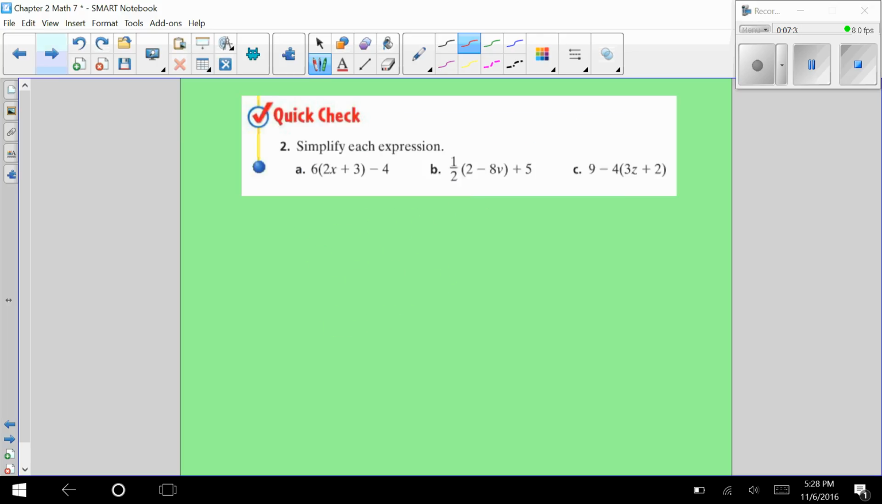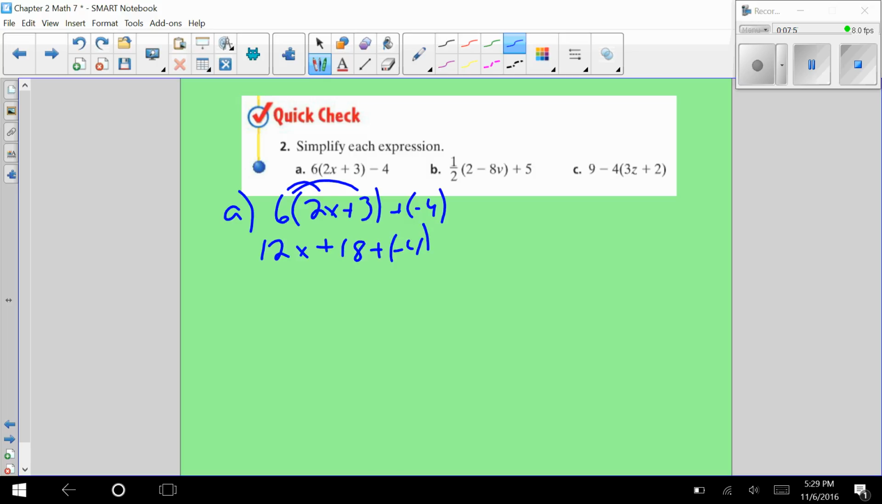So these ones get a little bit more complicated. For A, the first thing we want to do is change it into a sum. So 6 times 2x plus 3 plus negative 4. Now we're going to deal with our distributing and keep that negative 4 hanging out on the end. So 6 times 2x is 12x. 6 times 3 is 18 with a plus in the middle. And my plus negative 4. My like terms are 18 and negative 4. So I have 12x plus 14 as my final answer.